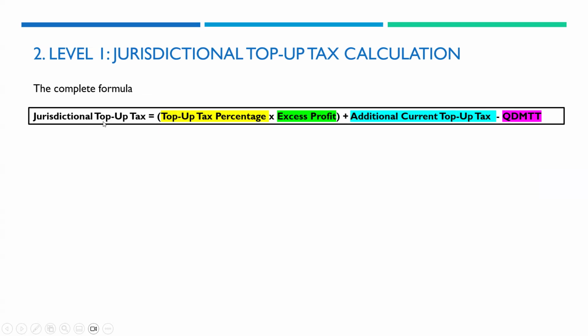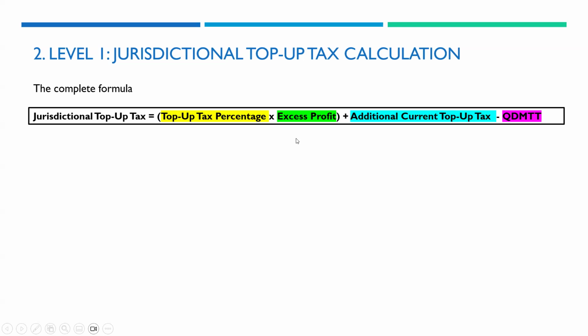So first thing that you have to do is you have to calculate the jurisdictional top-up tax. Now, what is jurisdictional top-up tax? What is the top-up tax payable by that jurisdiction? So, in our earlier example, if 12% was the ETR, 3% is the jurisdictional top-up. Okay, this is what we are calculating. Now, what is the formula? It is top-up tax percentage into excess profit plus additional current top-up tax minus QDMTT.